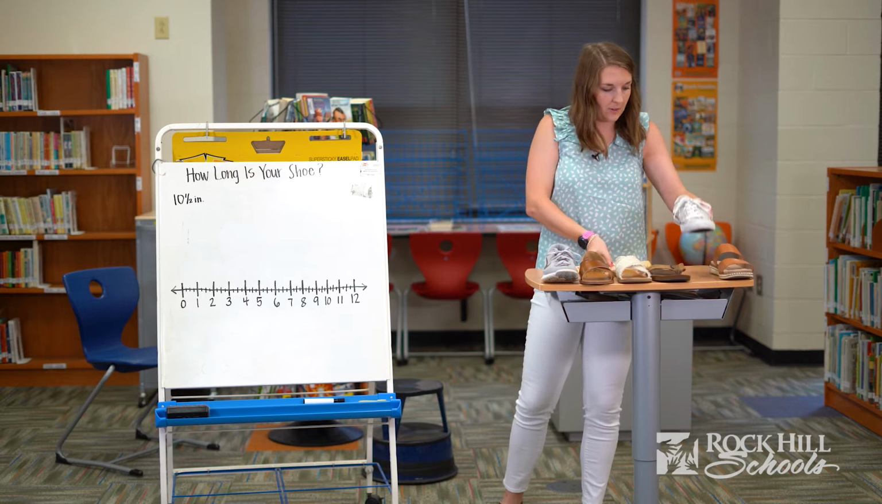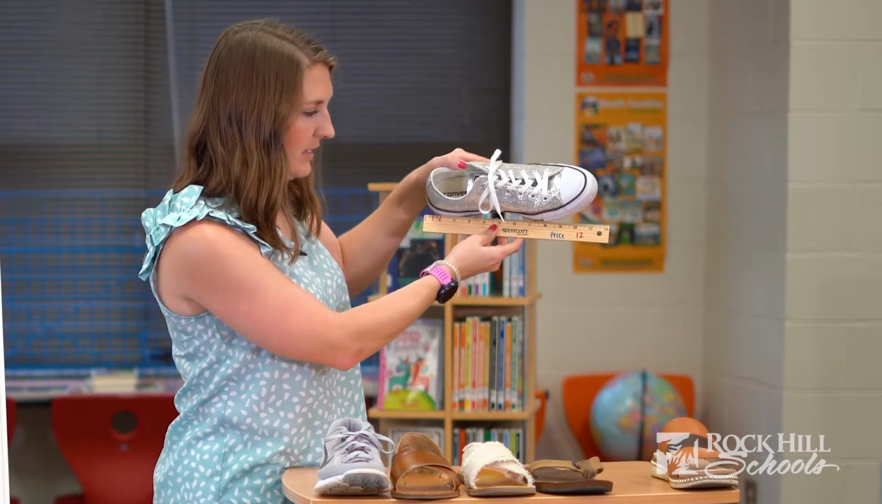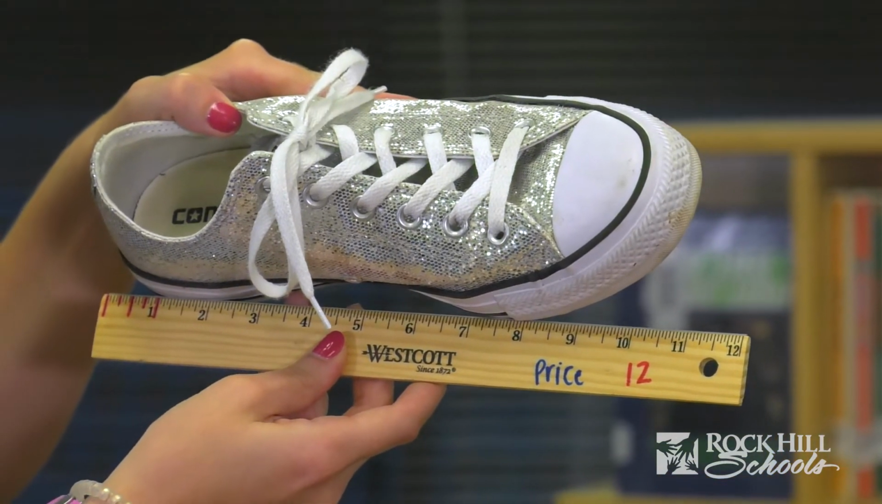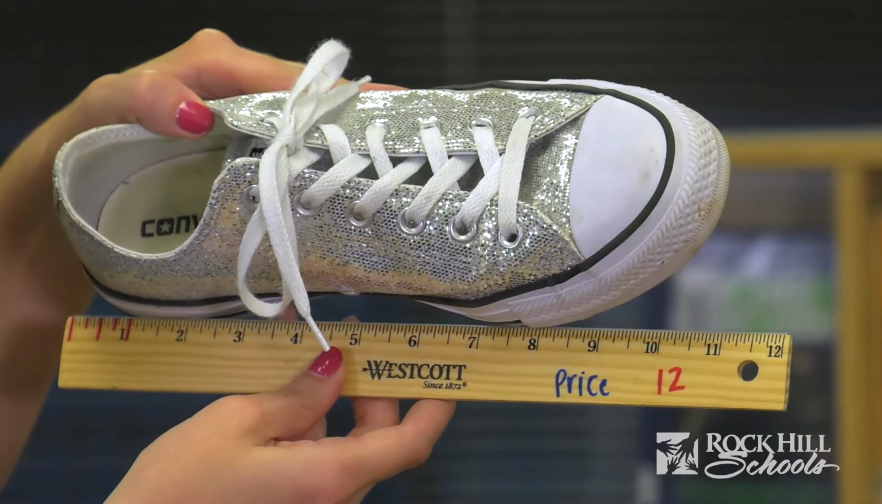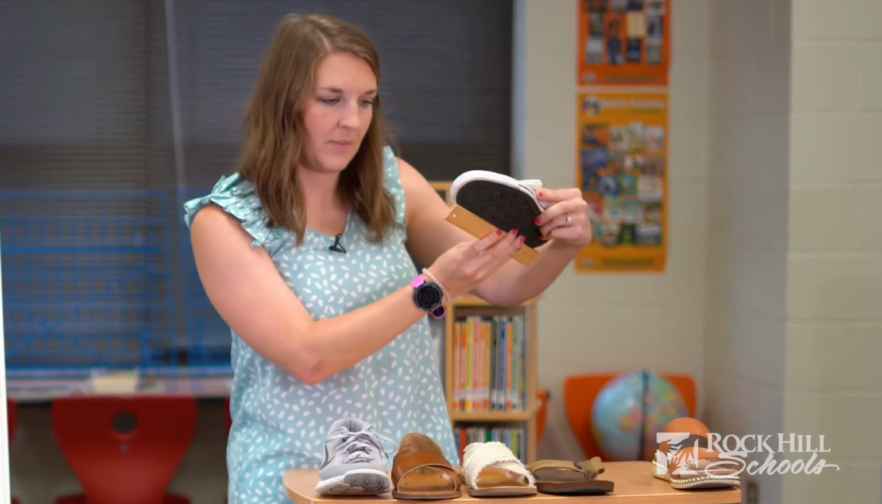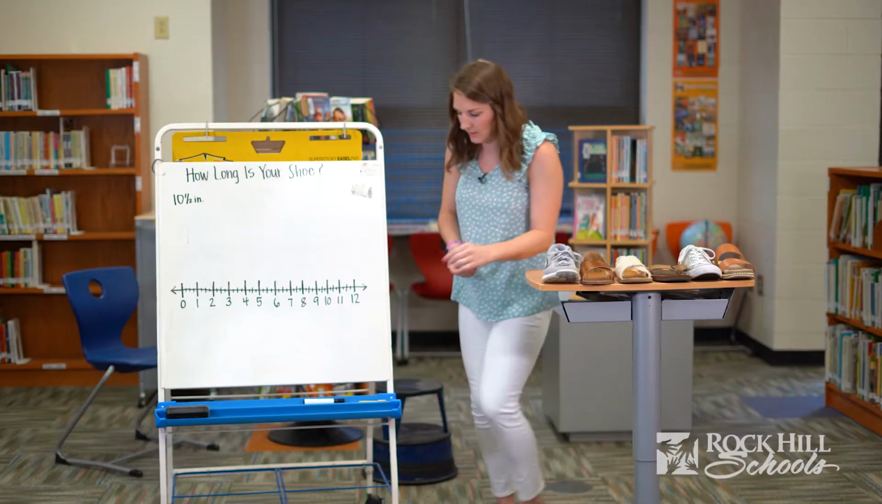Alright, then you are going to take your next shoe and you are going to line it up at 0, and you're going to look and see about how long this shoe is. So this shoe is about 11.25 inches.